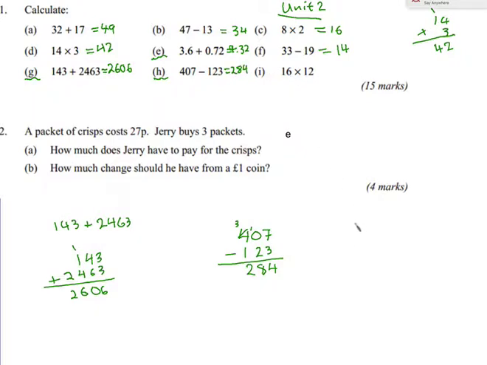16 times 12. So I write 16, 12, multiplying them. 2 times 6 is 12, carry the 1. 2 times 1 is 2, plus 1 is 3. Since we've gone to the tens, we need to put a placeholder of 0. 1 times 6 is 6. 1 times 1 is 1. Now we need to add these calculations: 2 plus nothing is 2, 6 plus 3 is 9, and 1 plus nothing is 1. So this here is 192.